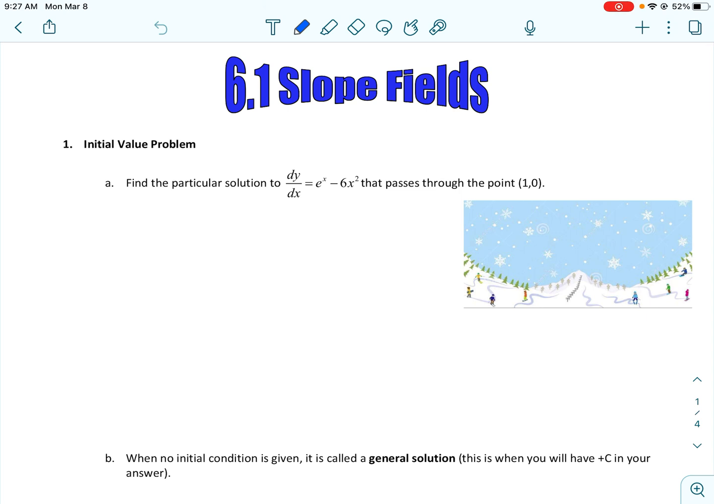We have what's called an initial value problem right here. All that means is, here it says find the particular solution to this. A particular solution means we're going to find the function whose derivative is this. So it's an antiderivative problem. And the only difference is how we've been writing plus c. We're going to find the c value because we know a point that this thing passes through.